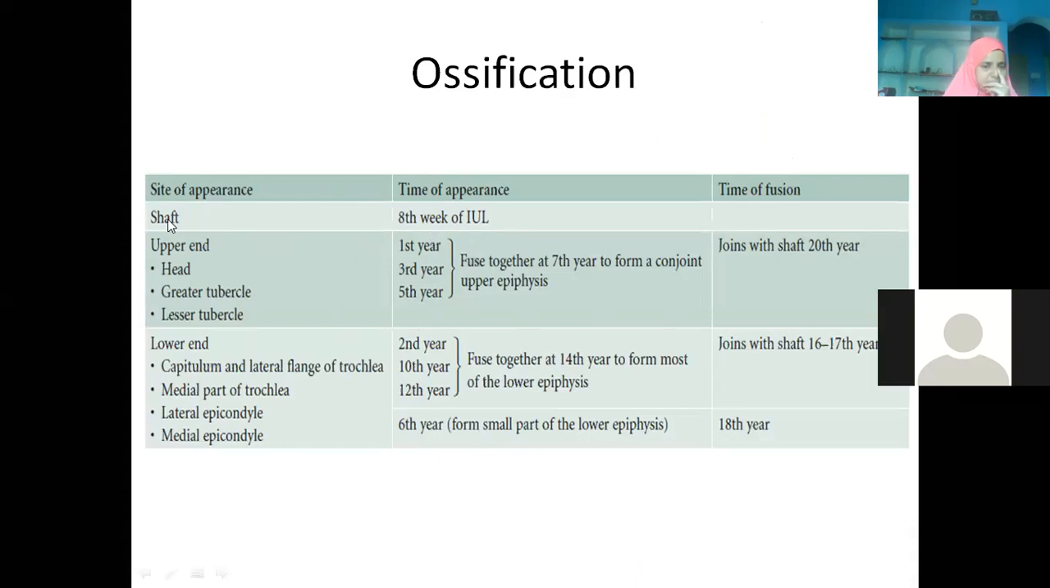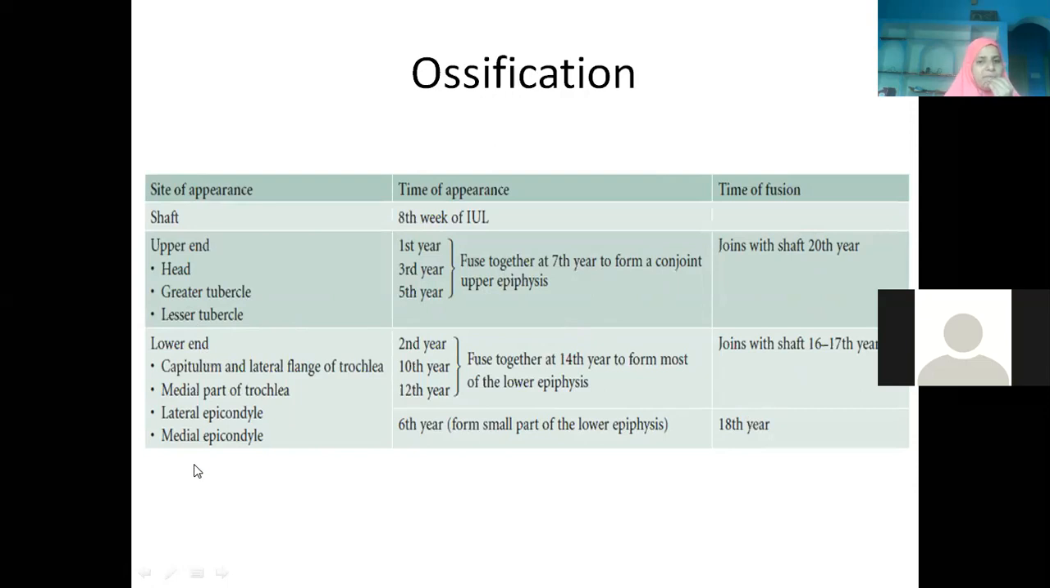So the first ossification center appears at the shaft. Then for the upper end we have three ossification centers. For the head it appears during the first year, for the greater tubercle the third year, for the lesser tubercle the fifth year. All of them join and form one complete round epiphysis by the seventh year, and it joins with the shaft by the 20th year. Because the lower end fuses with the shaft by the 18th year, the upper end joins with the diaphysis a little late. That means the upper end of the humerus is the growing end of the bone.